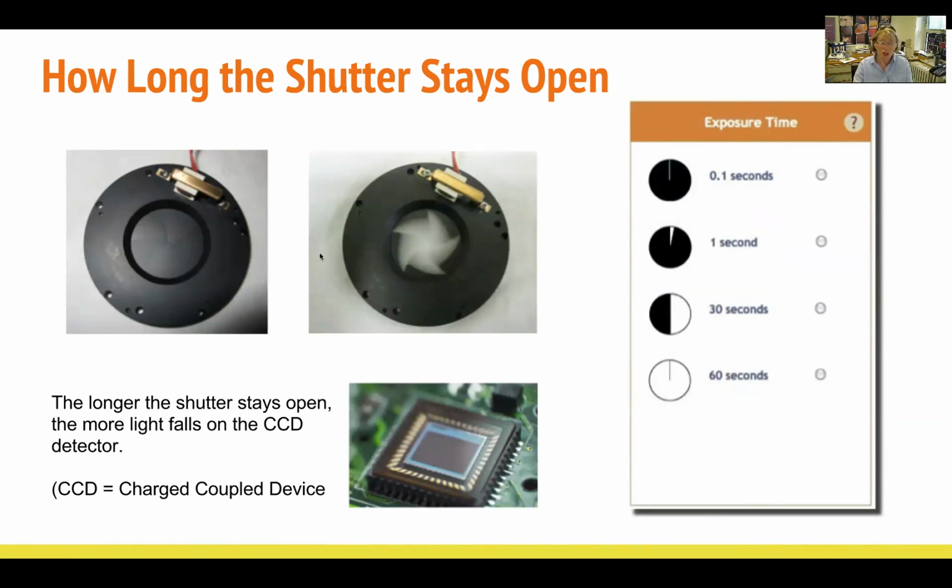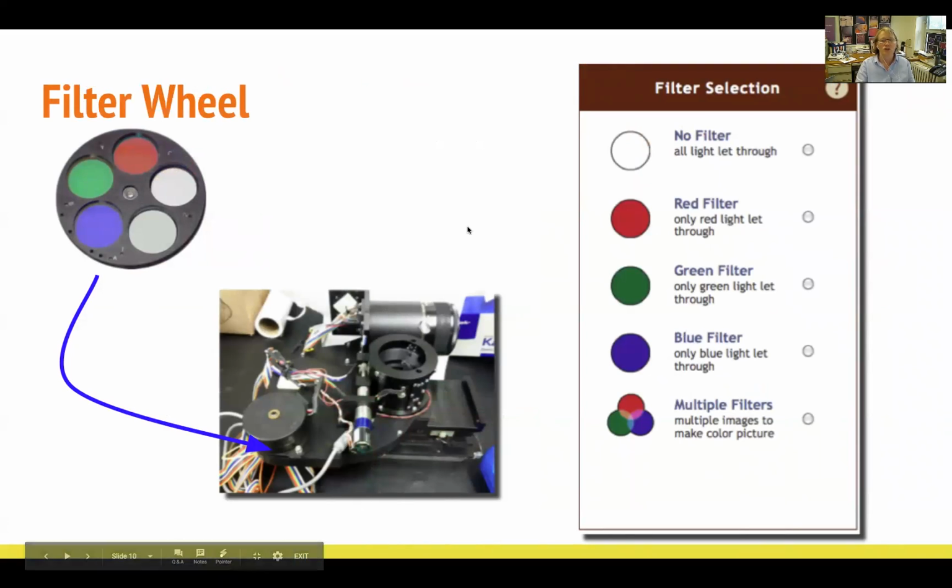But these detectors in the telescope are sensitive to very, very dim light. And the dimmer the object, the longer you want the shutters to stay open. And so you make that choice. So then the third setting that you get to choose is to set a filter wheel.